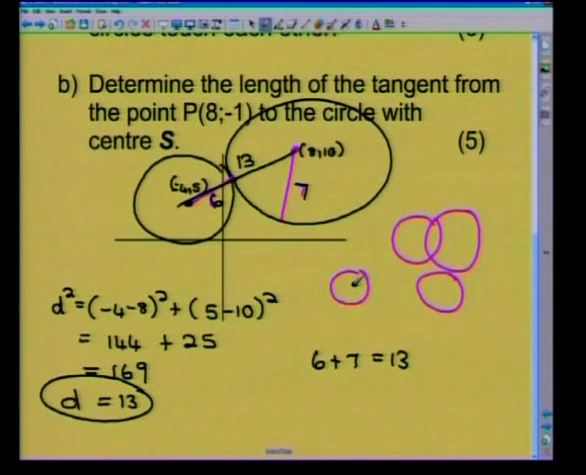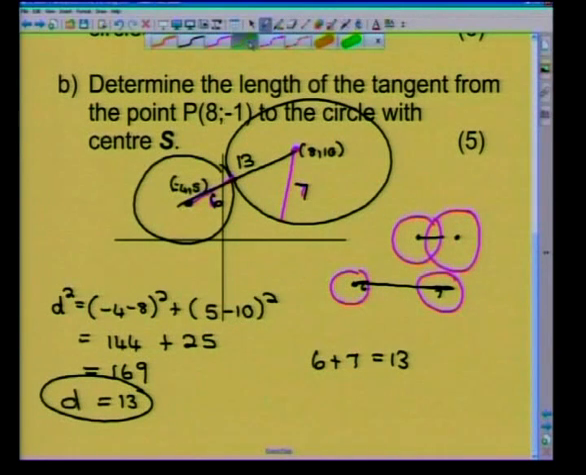As I say over here, if that had been the case, and this was 7 and this was 6, you can see that this distance would have been far greater than 13. And over here, if this was 6 and over here this was 7, let's put it in a different color, then you can see that this distance would have been less than 13. So it's a very valuable thing to know and appreciate.